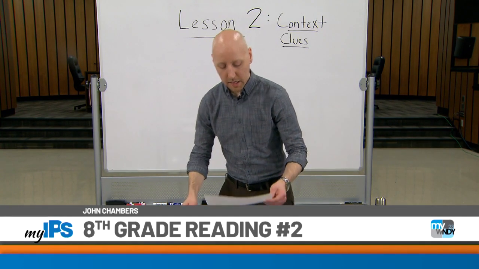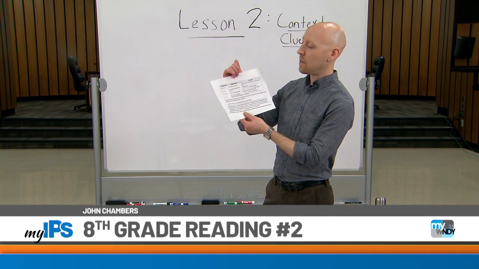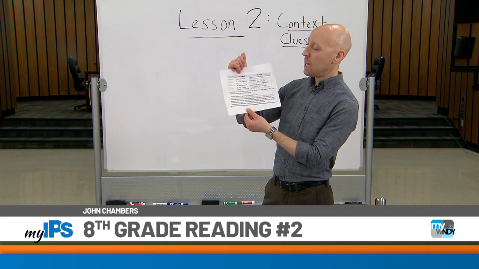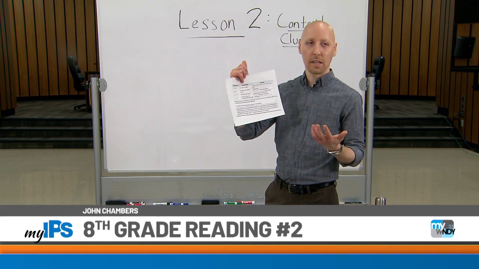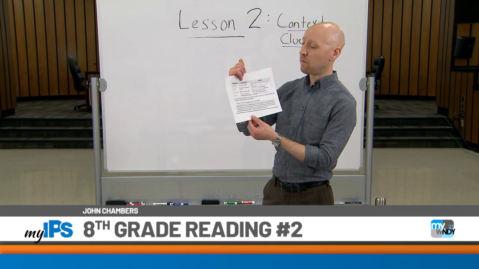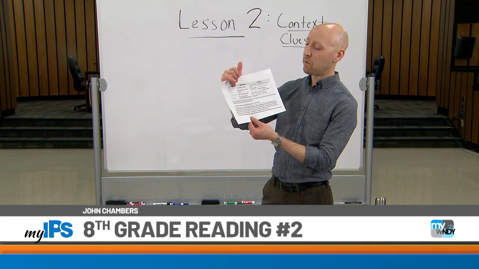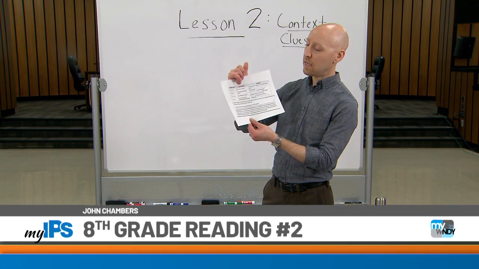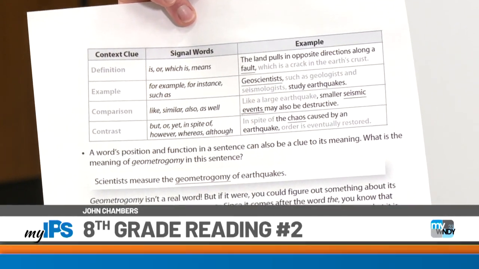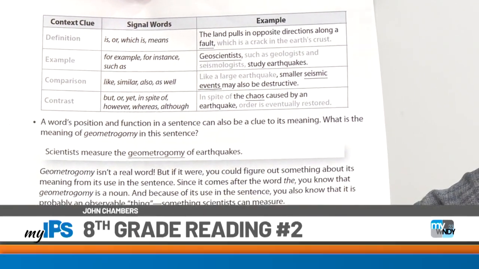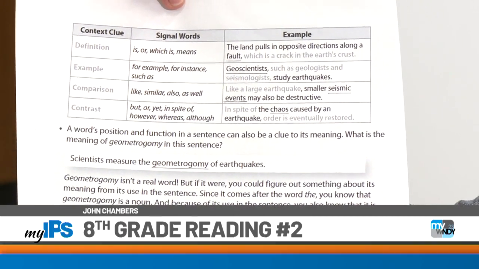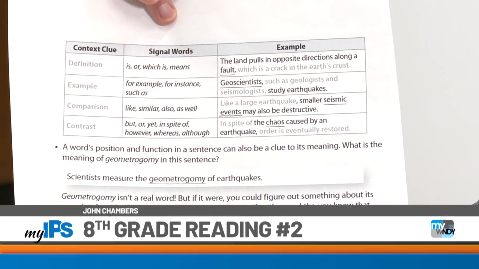So in your packet, you'll see in the introduction that there are these 4 areas defined in a great chart. And these signal words are like traffic lights. They really point out that this is something we can use to define an unknown word. So for example, for definition, you might see words like is, or, which is, means. And here's an example of that. So the land pulls in opposite directions along a fault, which is a crack in the Earth's crust. So we see is, and it literally is telling us that that is what a fault is.